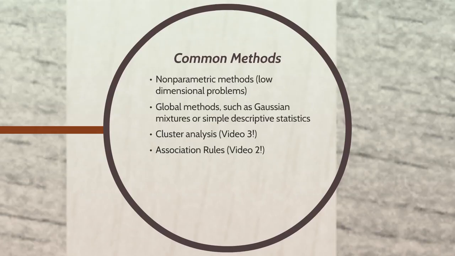So these are some of the common methods. We're going to cover cluster analysis and association rules in more detail. Non-parametric methods and global methods we're going to mention and then leave aside simply because we don't have time to dive into all of these different topics in depth in this introductory course. But it's still good to know that they are available and out there because they are beneficial in some scenarios, like the non-parametric methods in low-dimensional problems. However, when we start to get thousands or tens of thousands of dimensions based simply on the number of inputs that we have, that is when we're going to be using things like cluster analysis and association rules, which we will talk about more in the later videos.